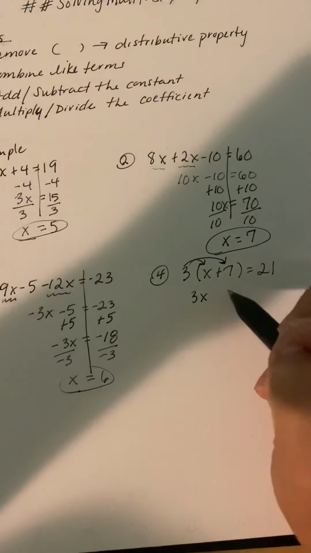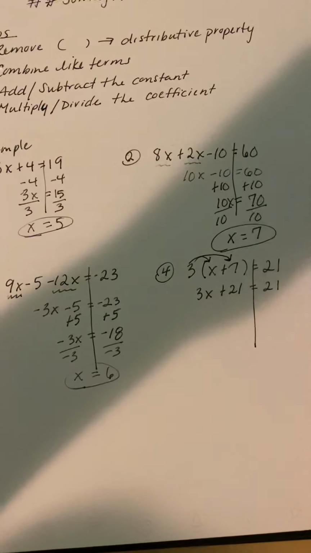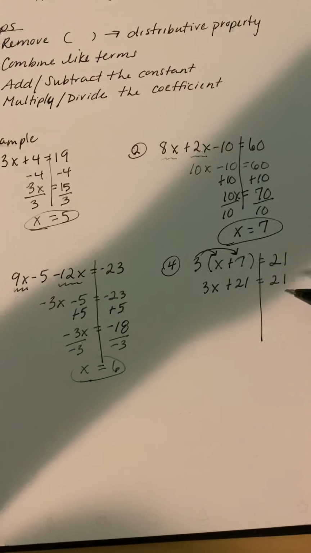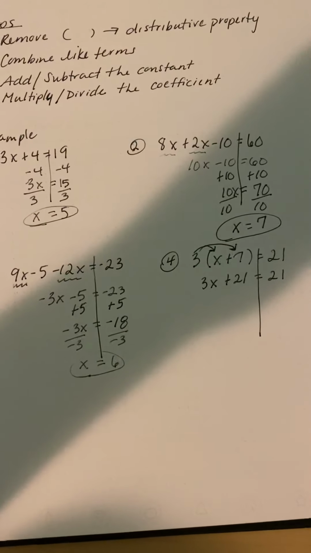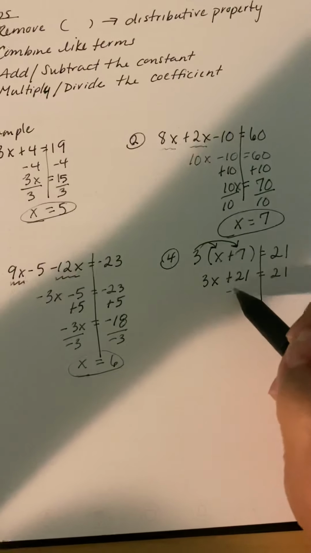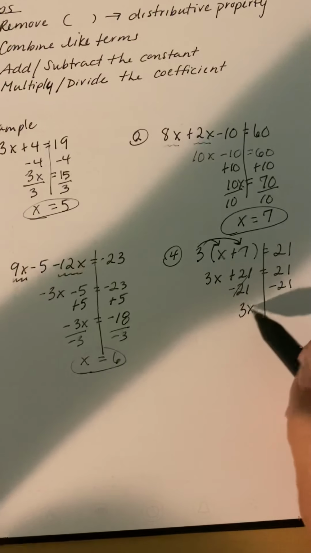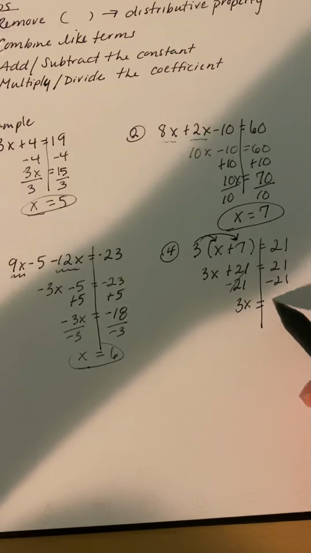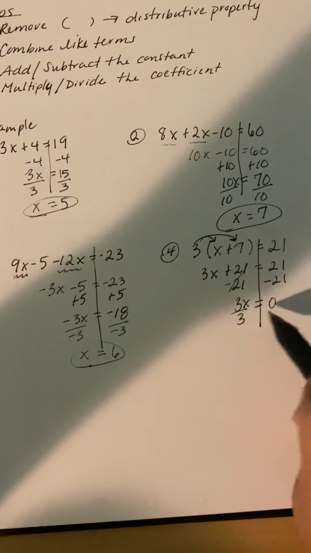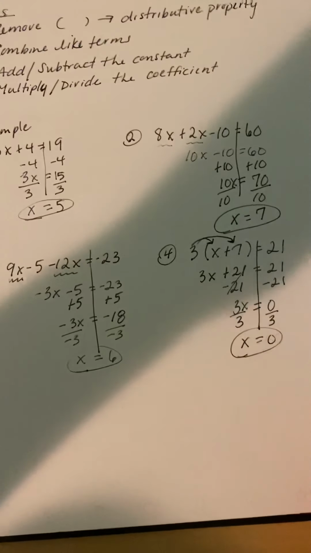3 times 7 is 21 equals 21. And then we're going to continue to solve this. There are no like terms to combine. So we're moving to step 3, which is add or subtract the constant. So it's a plus 21, so we're going to subtract it from both sides. So we're left with 3x equals 21 minus 21 is 0. And our last step will be to divide by 3. So x, 0 divided by 3 would be 0.